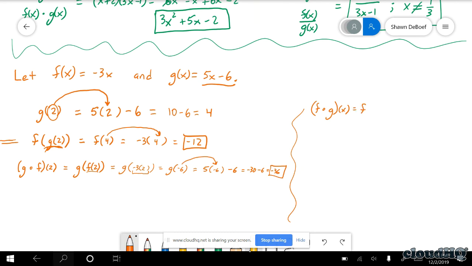So the first letter, or the letter on the outside, is the F. Leave that alone. For now, we'll come back to that. And what do I plug into that? I plug into that g of x. But I know what g of x is. That's 5x minus 6. There is no simplifying to do on that. That is simplified. So now I have to plug 5x minus 6 into the f function.